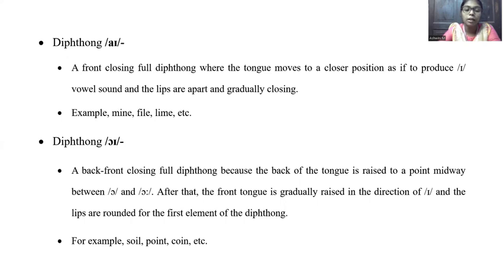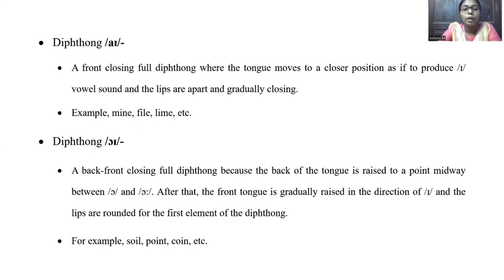The diphthong I is a front closing full diphthong where the tongue moves to a closer position as if to produce the I vowel sound, and the lips are apart and gradually closing. For example, mine, file, line, etc.